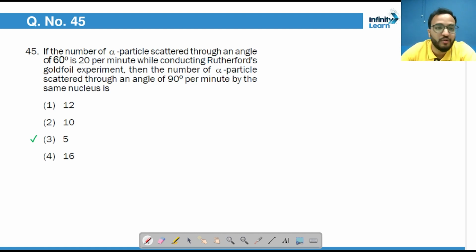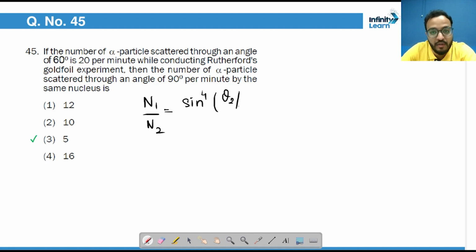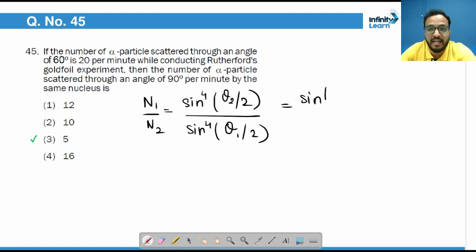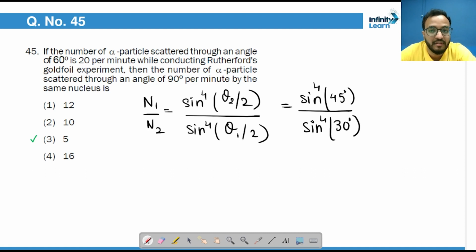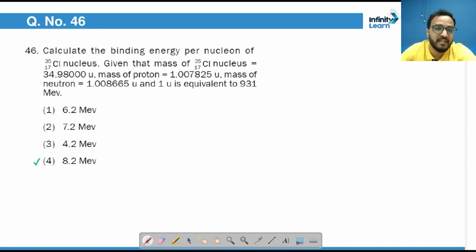Okay, so students, in order to attempt this question, what we will do, we will say that here the formula is n1 by n2, and it is equal to sine to the power 4 theta 2 by 2 upon sine to the power 4 theta 1 by 2. So it is going to be sine to the power 4 45 degrees upon sine to the power 4 30 degrees. Now you put the values and get your answer. Okay, is it clear? Now let's move ahead, and question number 46, again same.